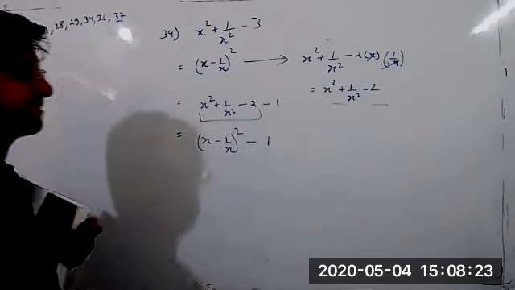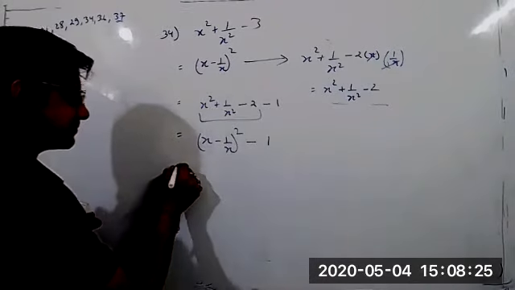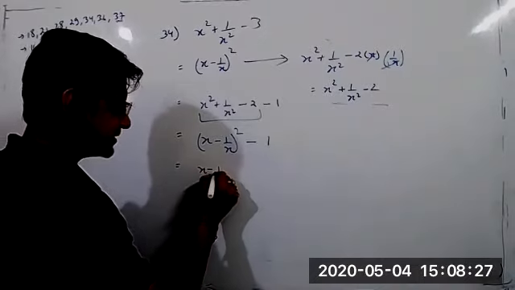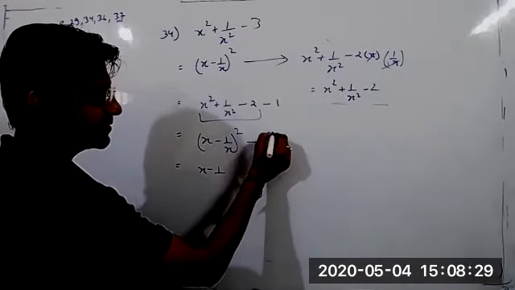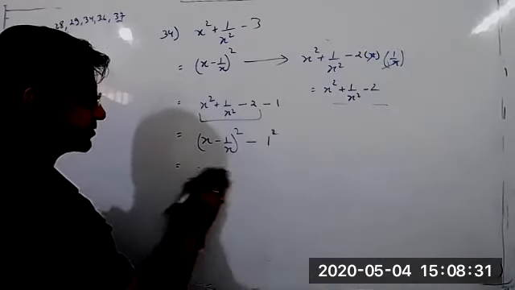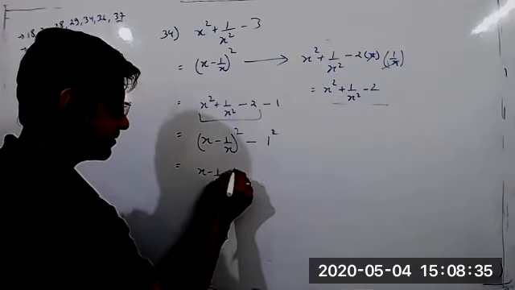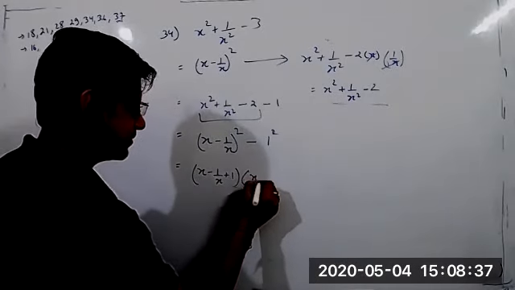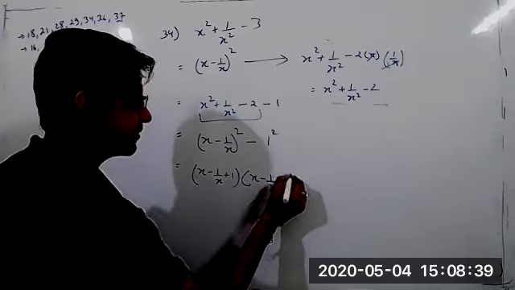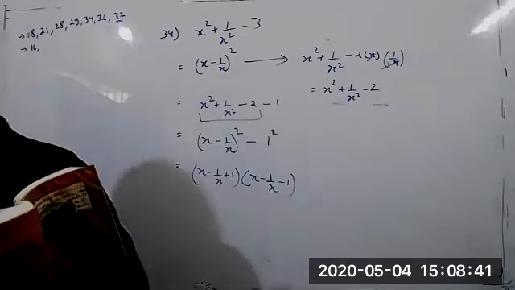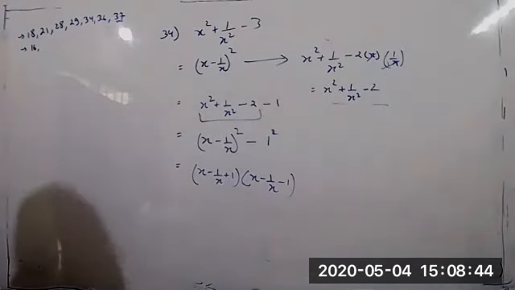Now minus 1 square. This is in the form of a square minus b square. You can write this as a plus b into a minus b. Got it?